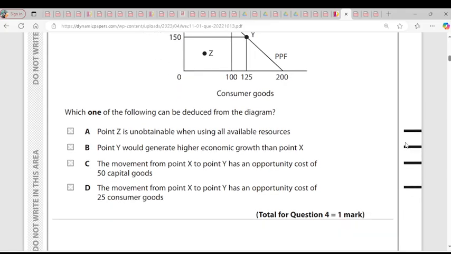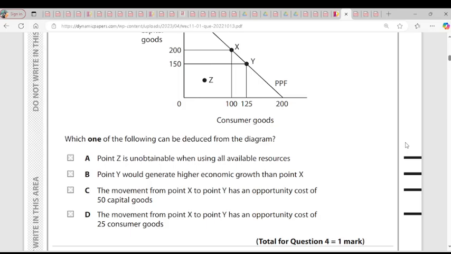The movement from point X to point Y has an opportunity cost of 50 capital goods. Yes, that's the answer. So look at the movement here. From point X to point Y, we are producing less capital goods. So that means the capital goods will reduce by 50. And as a result of that, the consumer goods will increase by 25. So there's opportunity cost there. The opportunity cost is 50 capital goods that will be lost as a result of the decision made.